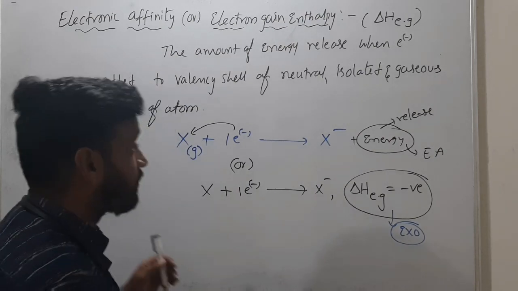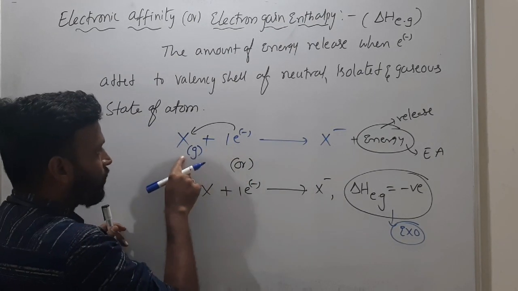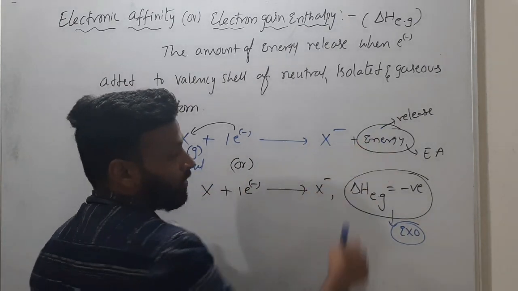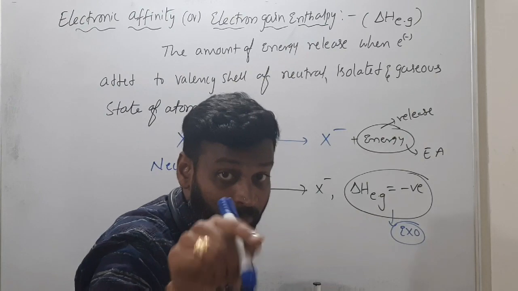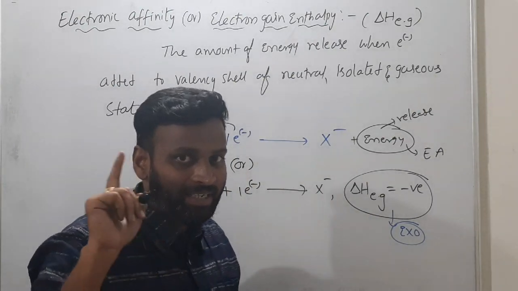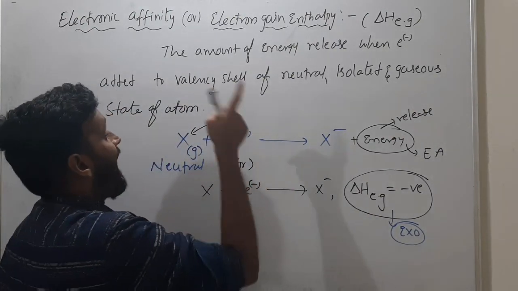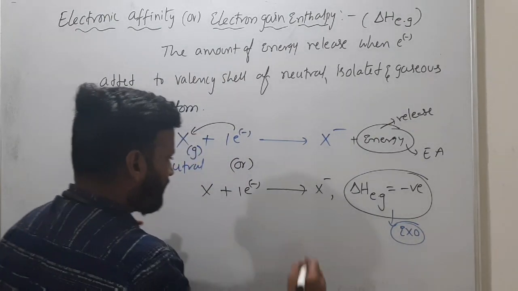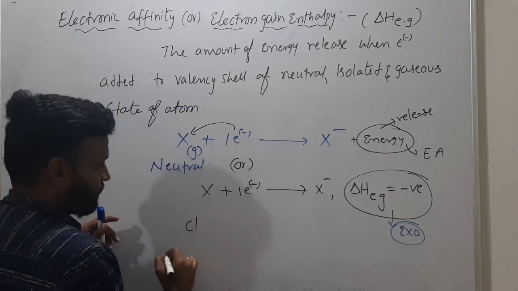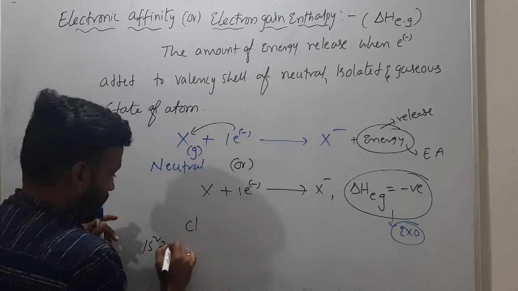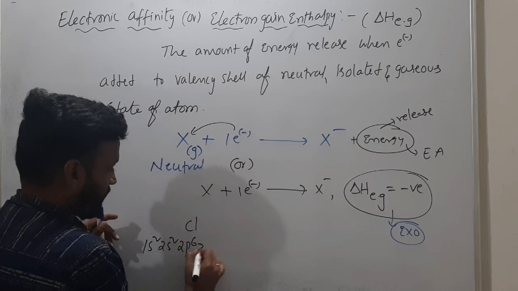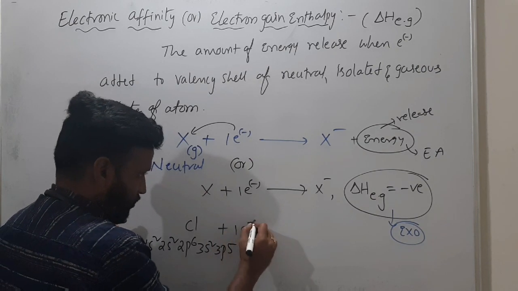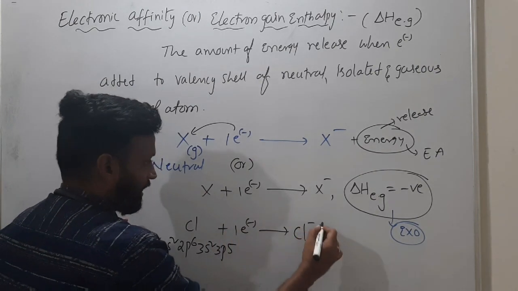But remember, when electron added to neutral atom, this is what atom? Neutral atom. Then only amount of energy will release. This is very, very important thing. When energy will release means when electron added to neutral atom only. Here, suppose if you take chlorine. Chlorine electronic configuration is what? 1s2, 2s2, 2p6, 3s2, 3p5. You added one electron to this. So this becomes Cl minus.